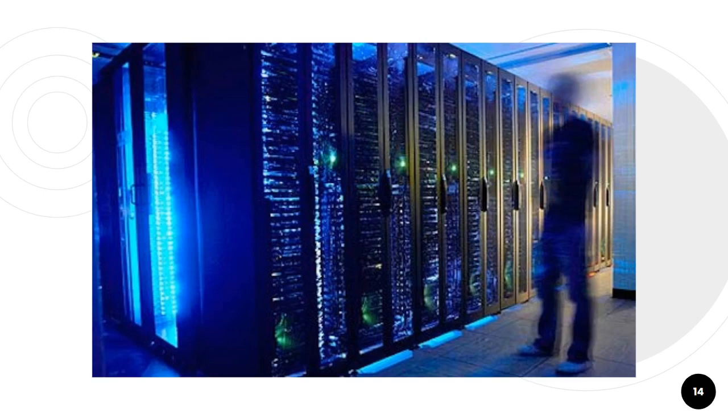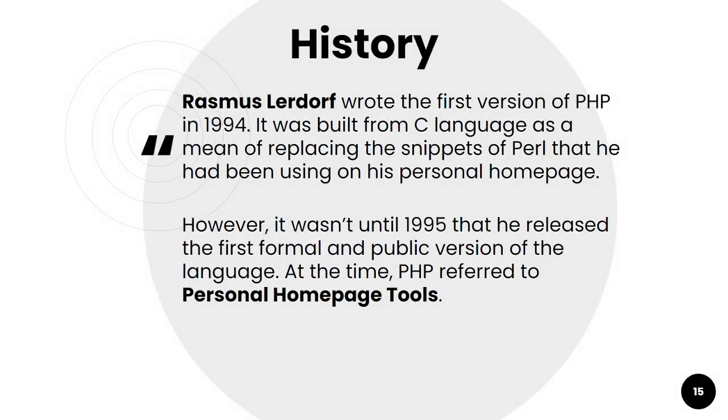This is the cloud. Okay, so now that you know what a server is, let's talk a little bit about the history of PHP. So Rasmus Lerdorf, that's a funky name, he created the first version of PHP in 1994. It was built from the C language. If you've heard of C, it is one of the core foundations of everything that we code in. Okay, don't ask me what happened to A and B. Yeah, they probably drowned in the sea.